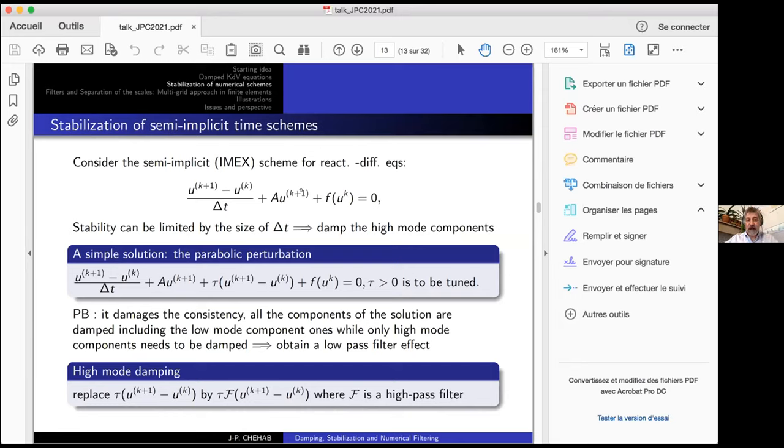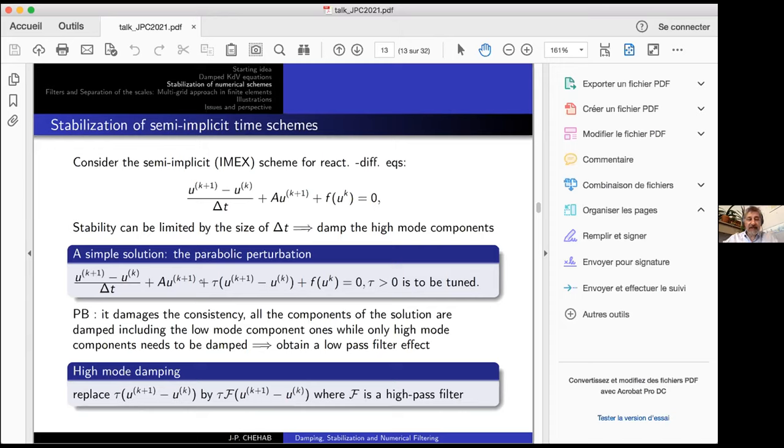So you have a reaction diffusion equation, okay? You consider an IMEX scheme for simulating this equation, okay? So U^k is the approximation of U at time k Δt. A is morally the minus Laplacian, F is a nonlinear term. So of course this is not fully implicit, and this is often very limited by the size of Δt. So a way to enlarge the region in which you can choose Δt is to damp the high mode component, because this is the high mode component that would play an unstable role.